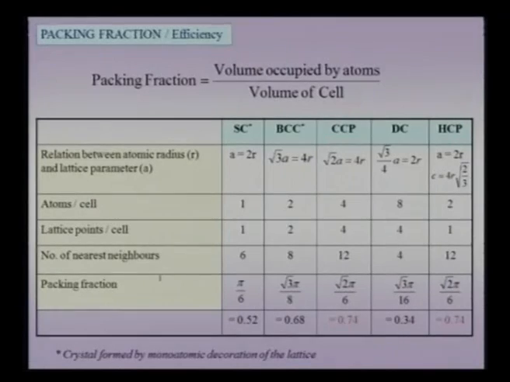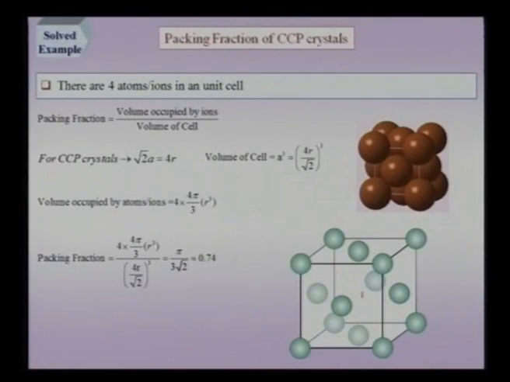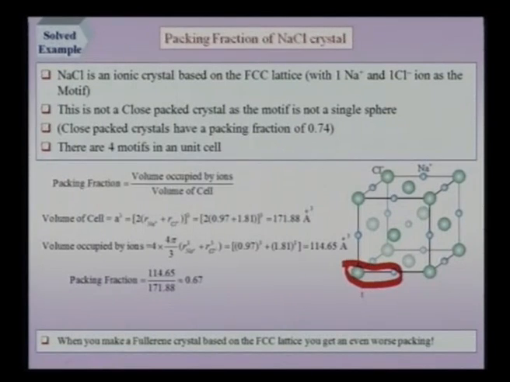If you compare it with this table here, it is somewhere around the BCC and not close to the CCP structure. So it has got a lower packing fraction than the CCP structure or the HCP structure.